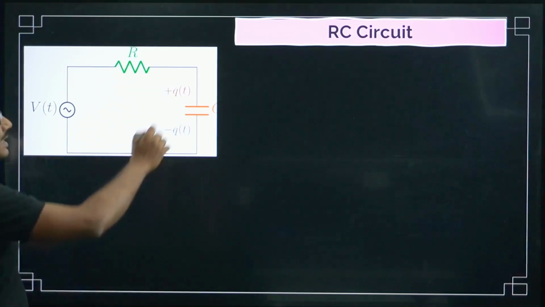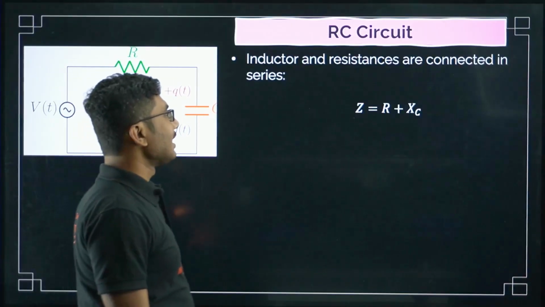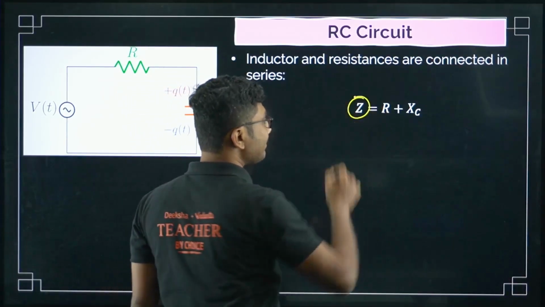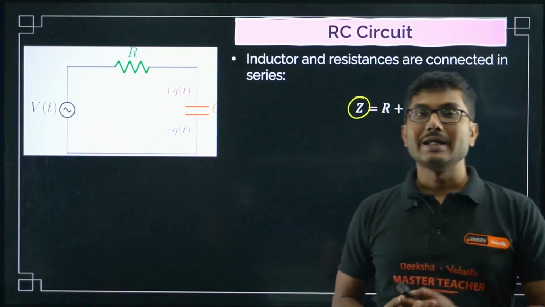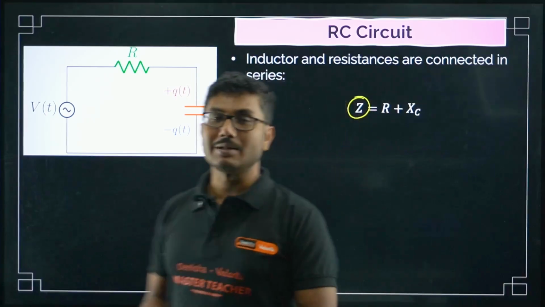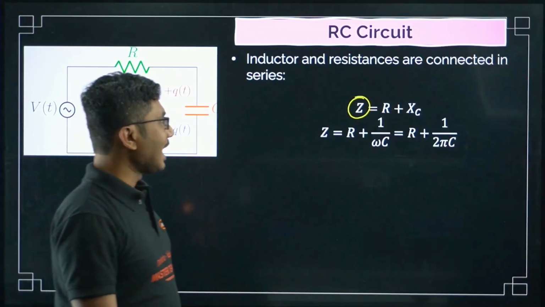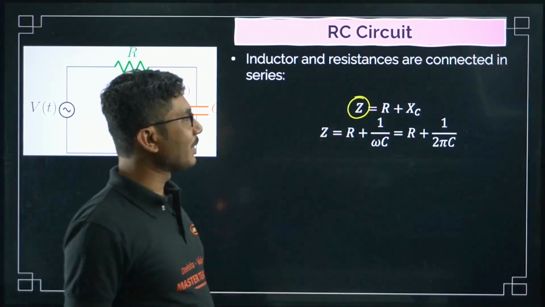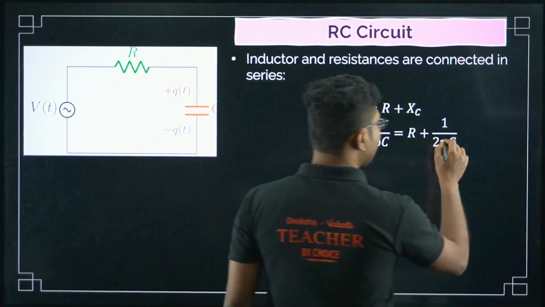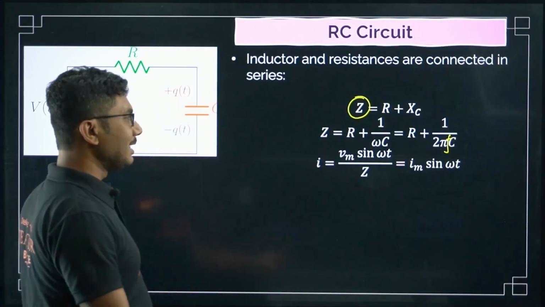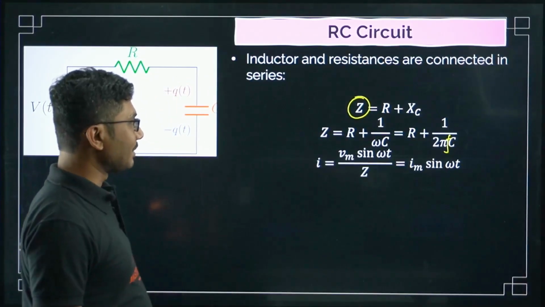Here R and C are in series, and in this case this is called impedance. Impedance is nothing but the equivalent resistance in an AC circuit, and you can calculate this using 1 by omega C, or 1 by 2 pi fC. Similar to that, current can be calculated using this simple formula.